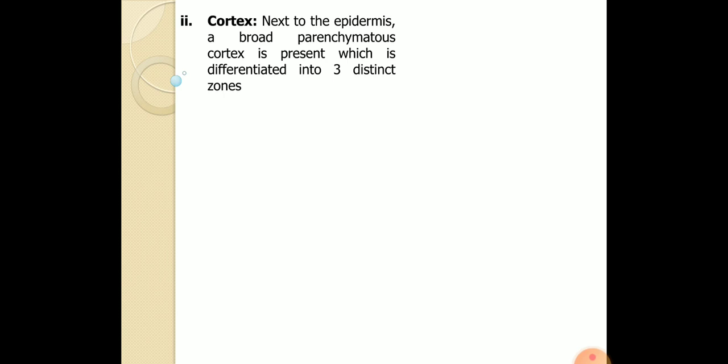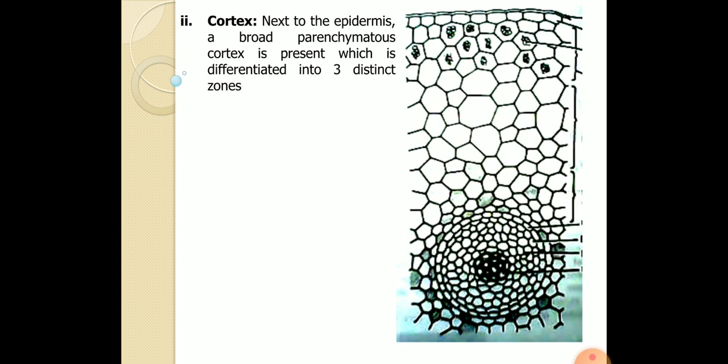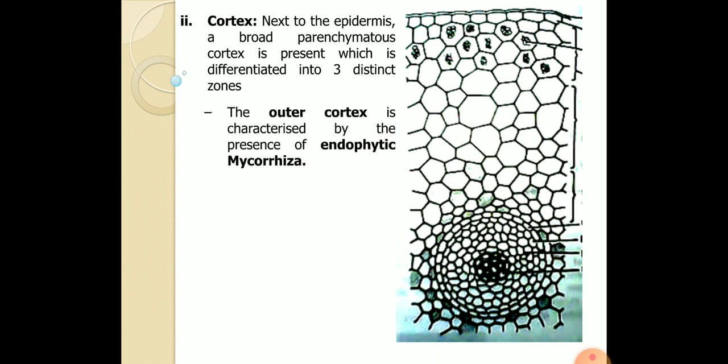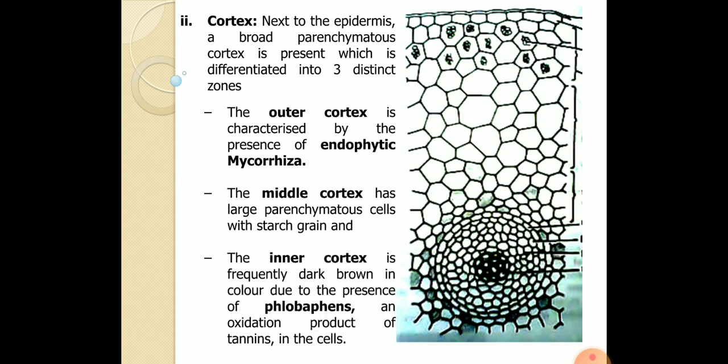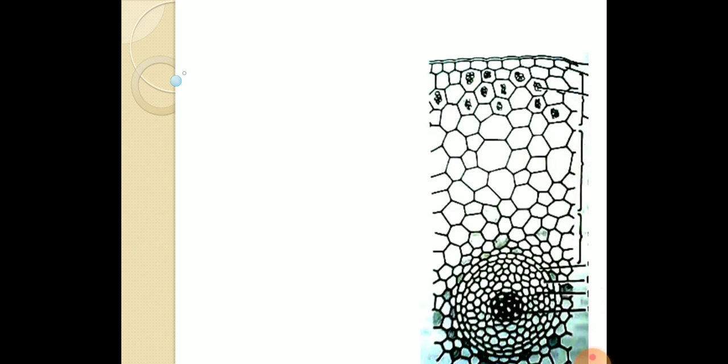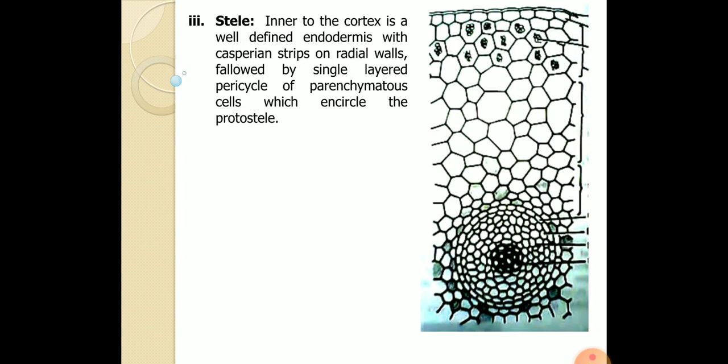Next to the epidermis, the broad parenchymatous cortex will be there, and this cortex region is distinct into three zones: the outer cortex, usually characterized by the endophytic mycorrhiza, the middle cortex, and the inner cortex region. The inner cortex region consists of phlobaphenes, and usually they help in the production of tannins.